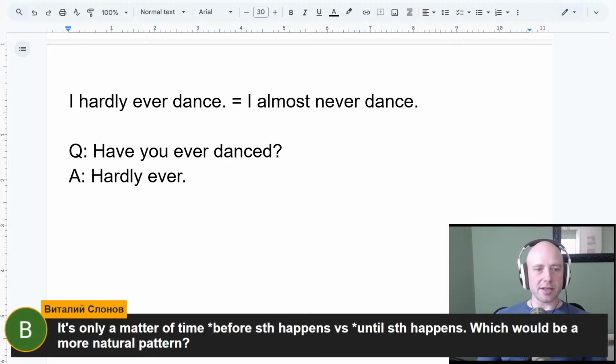Vitelli asked the question, it's only a matter of time before something happens, or it's only a matter of time until something happens. What's a more natural pattern? It's only a matter of time before we win. It's only a matter of time until we win. They are both very good. Personally, I think before sounds a bit more natural, but they're both possible and they're both good, Vitelli.